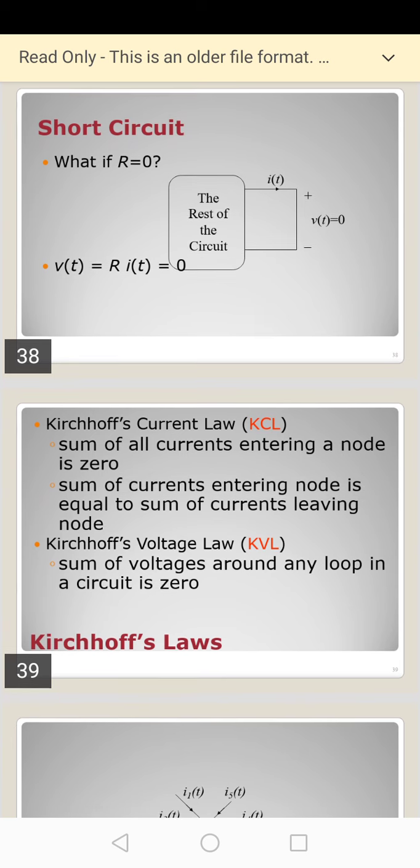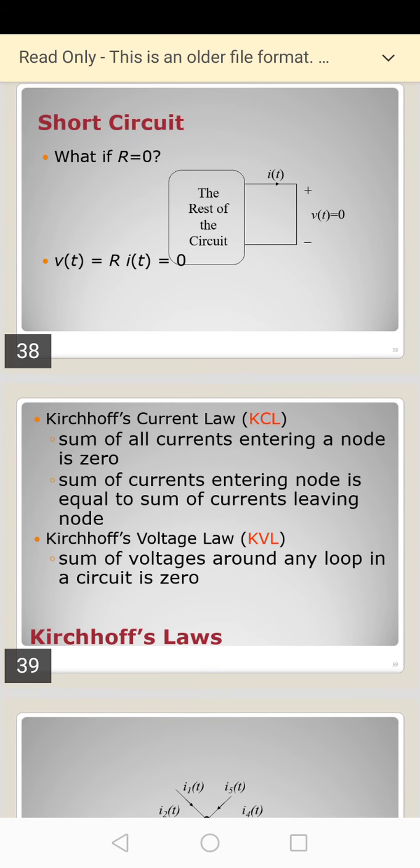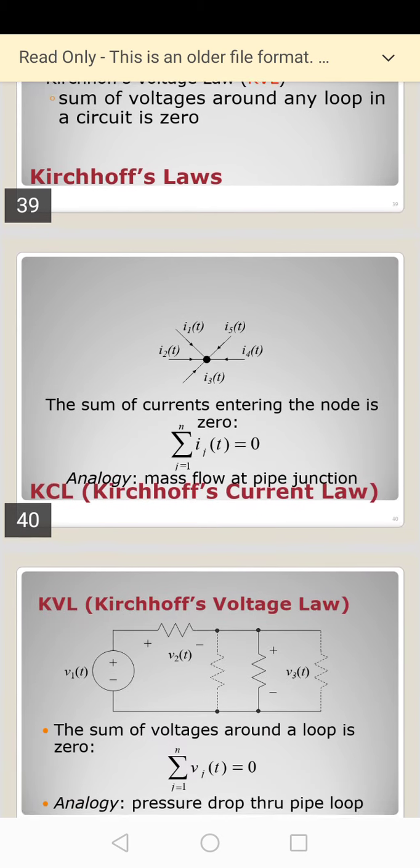Kirchhoff's current law and Kirchhoff's voltage law. The sum of all the currents entering a node is 0. Equivalently, the sum of currents entering a node is equal to the sum of currents leaving the node. Kirchhoff's voltage law: the sum of voltages around any loop in the circuit is 0.